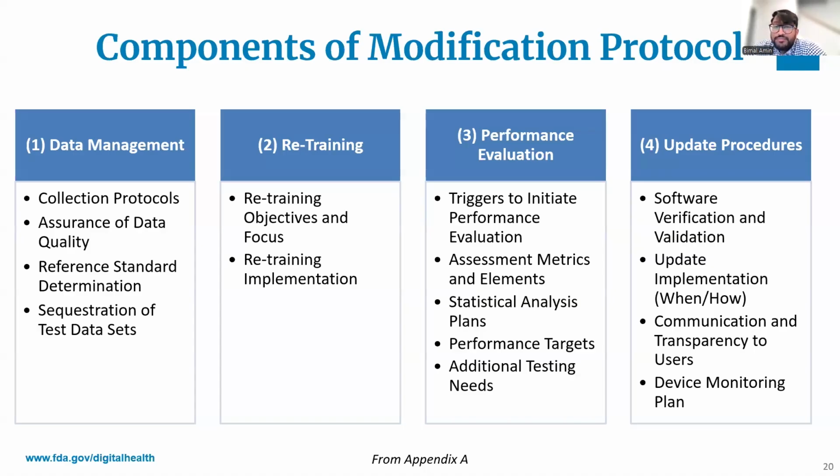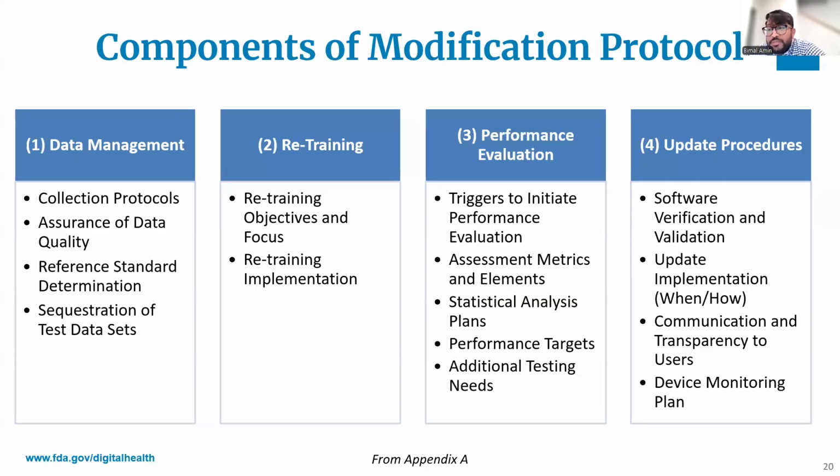modification. And fourth is your update procedures, which includes how you'll communicate changes to users and monitor the device in real world after implementation. This should include one, confirmation that the verification and validation plans for the modified version of the device are the same as those that have been performed for the version of the device prior to the implementation of the modifications, or identification of any differences between the two plans.